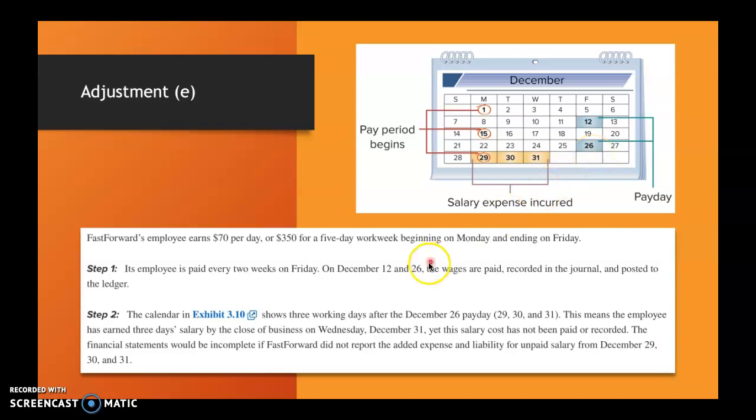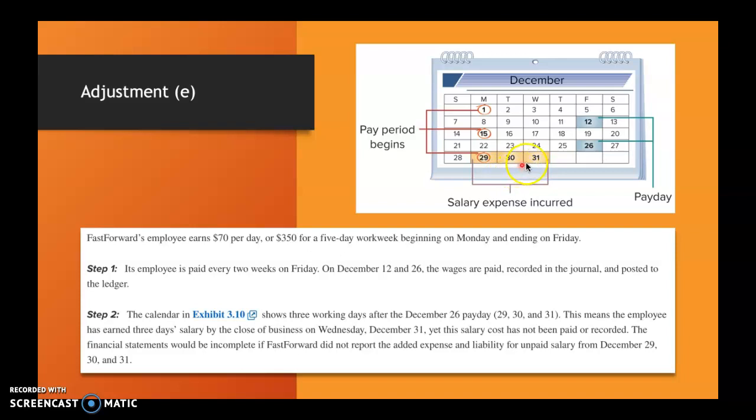This is what the information says down here. As you can see, they work Monday through Friday, Monday through Friday, Monday through Friday up here. However, when you get to the end of the year, we can see that the 29th, 30th, and 31st are Monday, Tuesday, Wednesday. The rest of their work week, Thursday and Friday, would be January 1st and 2nd. So this week is divided between 2 different years.